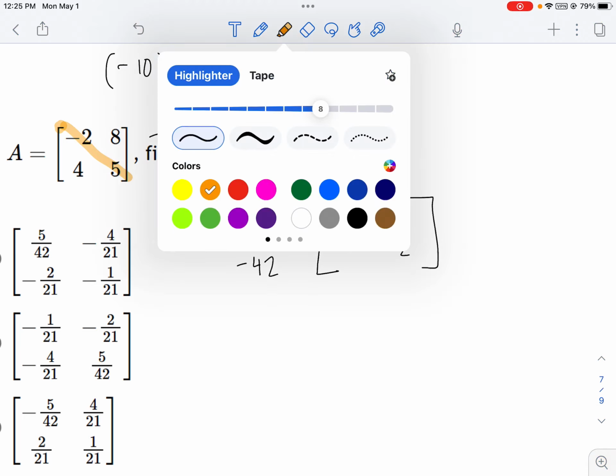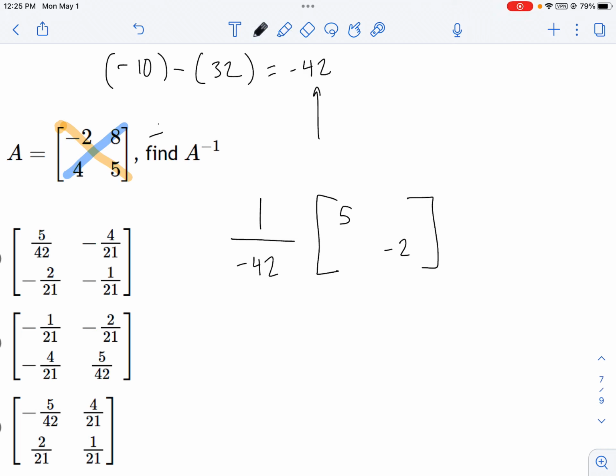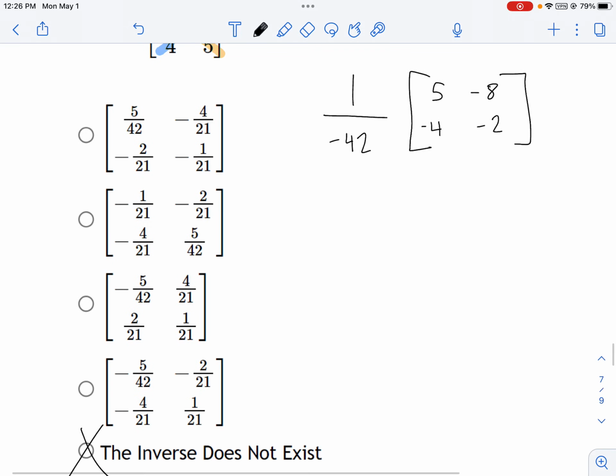And then you switch the signs of your two numbers on the other diagonal. So that would be negative 4 and negative 8. And those don't switch places, they just switch signs. So switch places, not the signs, on the first main diagonal. Switch the signs, not the places, of the second diagonal. And then you just multiply that scalar through, so it distributes to all four numbers there.